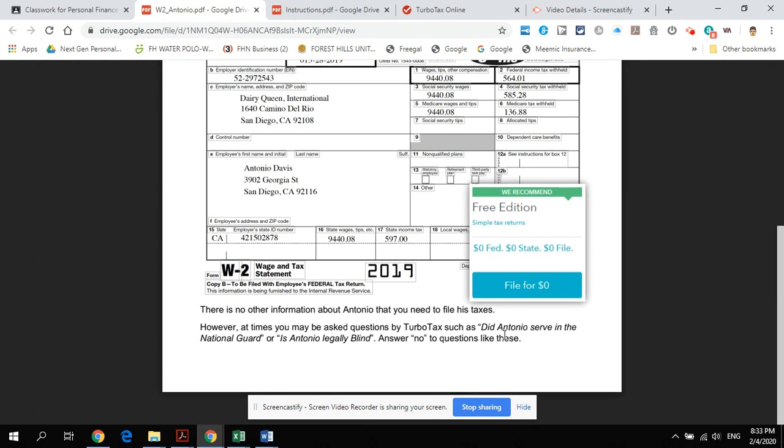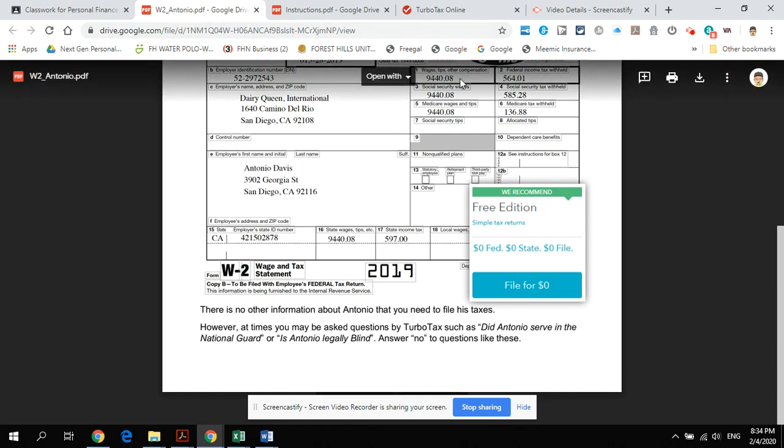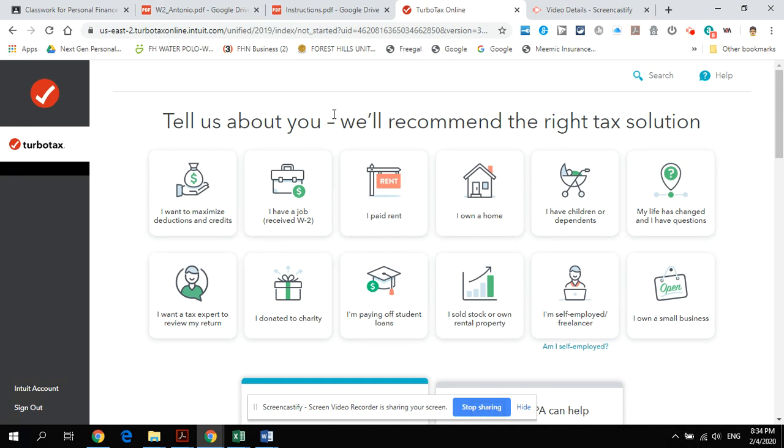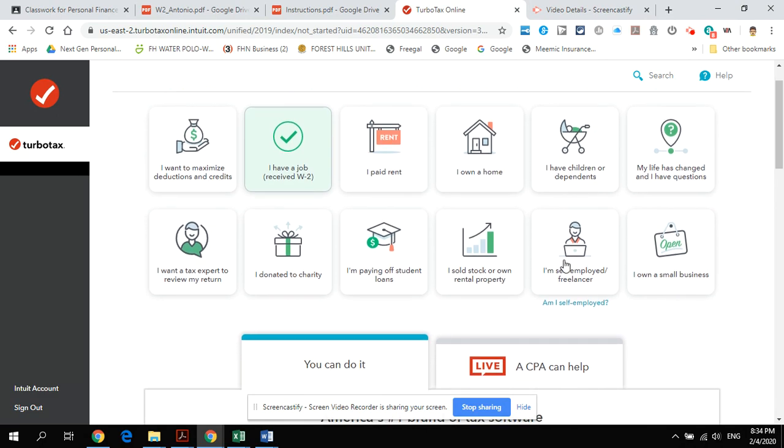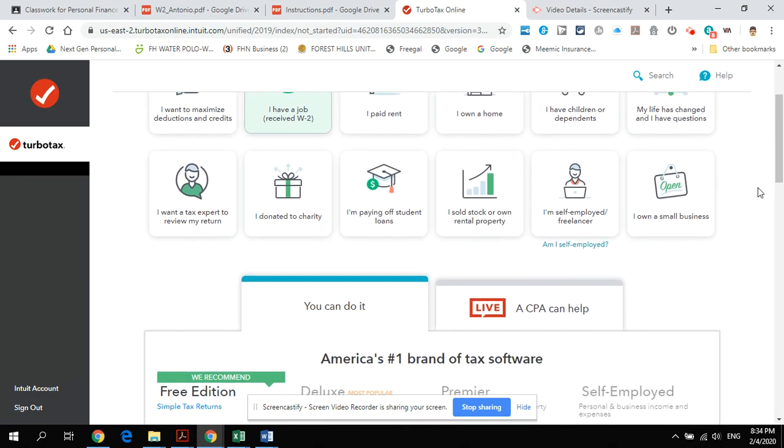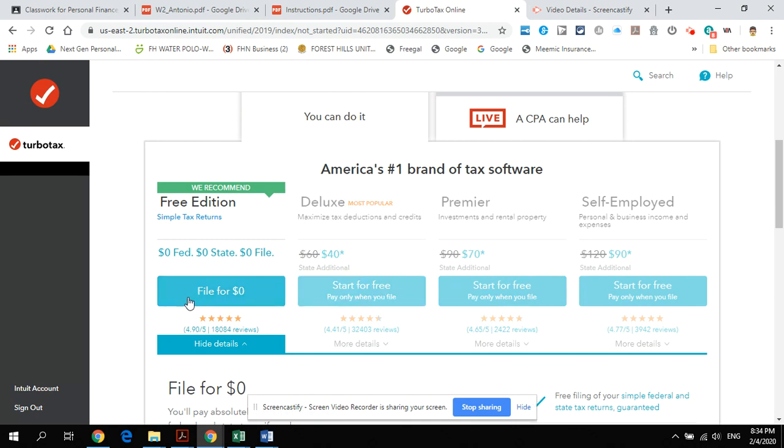Now, the simulation really mirrors TurboTax, and they're going to ask a lot of the same questions. And as it says right here, we're going to answer no to questions like that. So let's get started. As we go through these, Antonio does have a job. He lives at home, so he doesn't pay rent, certainly doesn't own a home. It does not say that he has children. And so, as you go through all these, none of these other ones are really going to apply. Based on Antonio's information, we're going to file for free.